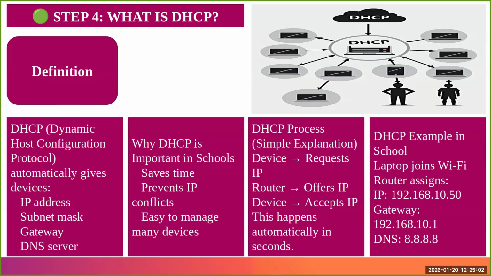Now, DHCP example in school: the laptop joins Wi-Fi, wireless network. The router assigns it an IP address, assigns it the gateway, assigns it the DNS. Now, I need to explain when I say it picks the IP from a pool and gives out. And I make use of a word. I say, if IP is available in the pool.